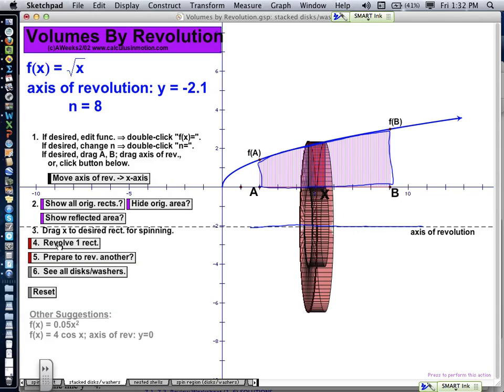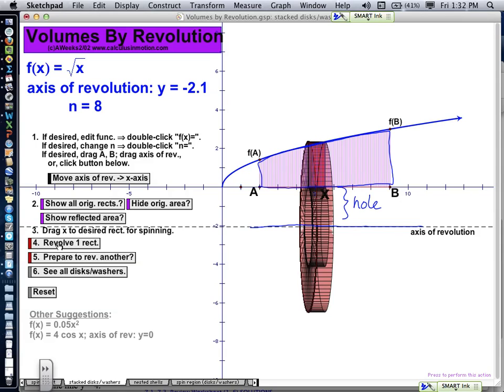A washer. Awesome. A washer is just a disc with a hole in it. Right here you're just going to have a hole, that's just empty space. So now we want to think about how we can develop a formula that we can use to compute that volume.